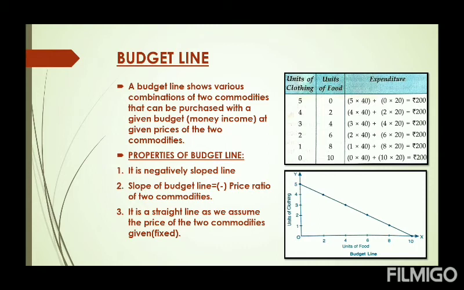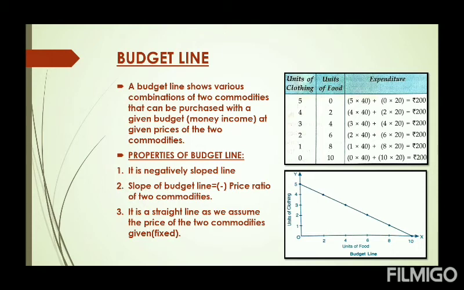And how will you calculate the slope? You can simply calculate the slope of the budget line as the ratio of the prices of the two commodities. Suppose X and Y are the two commodities, then, as I have already discussed, it is negatively sloped. Minus price of X upon price of Y is the formula for the slope of the budget line. The formula is minus Px by Py, the price ratio of the two commodities.